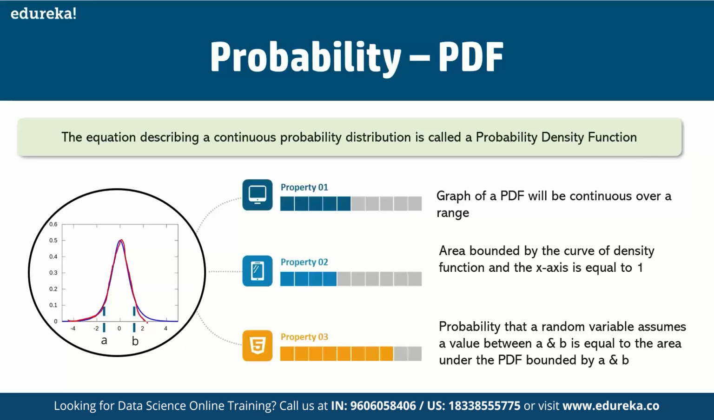This is our graph, right? So here in this normal curve, the area bounded by the density function and the x-axis is equal to 1. So the probability that a random variable assumes a value between a and b is equal to the area under the PDF bounded by a and b. So what is the data between this particular range?